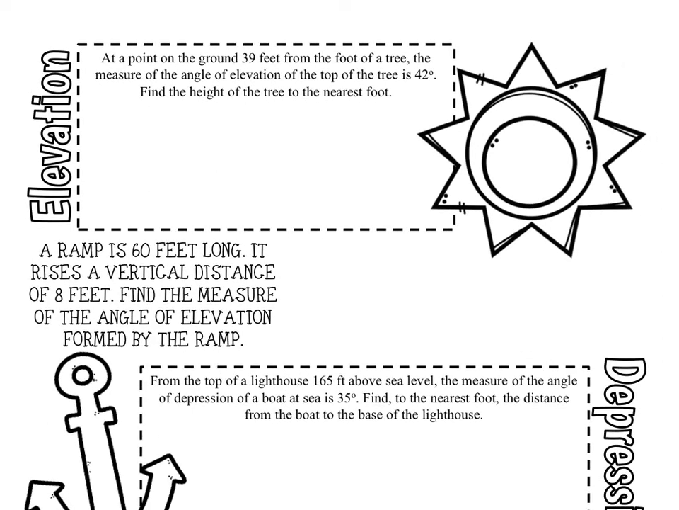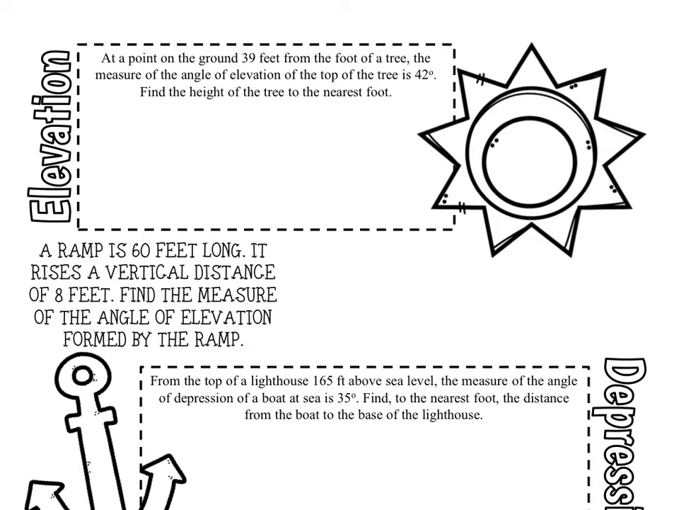So first working with elevation. So when you're doing this, you want to first draw a picture. So at a point on the ground, 39 feet from the foot of a tree, the measure of the angle of elevation to the top of the tree is 42 degrees. Find the height of the tree to the nearest foot.